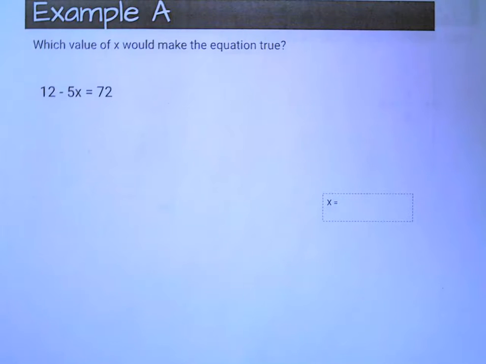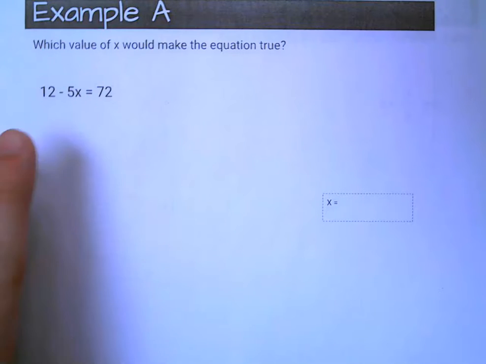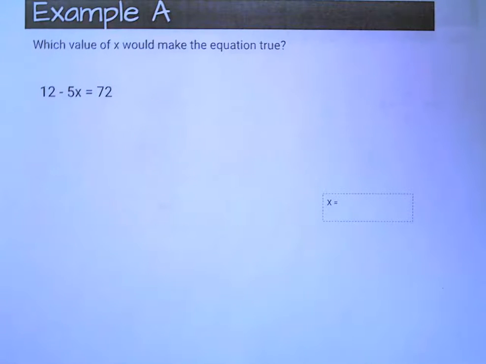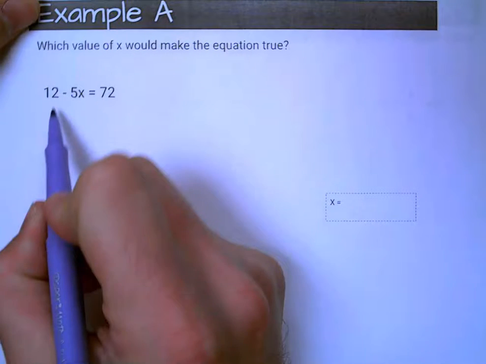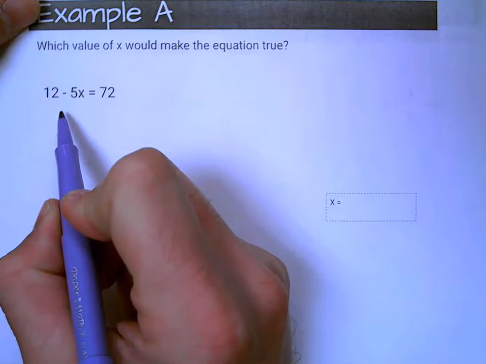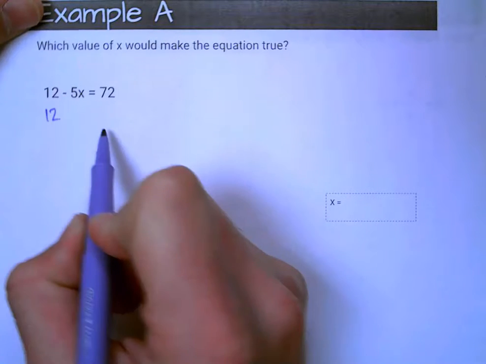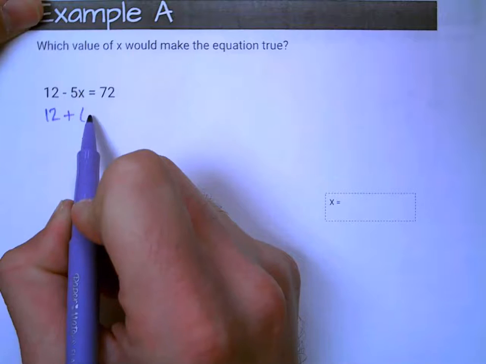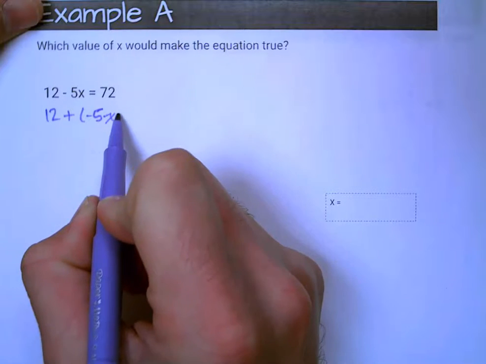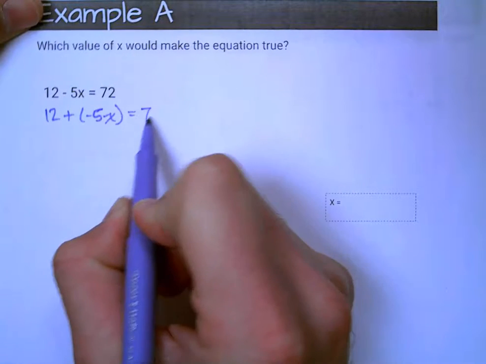Okay, well what they did here was they kind of changed the order of these first two things. We're used to x being the very first thing that we read in the equation. Okay, so something that helps it make a little bit of sense is rewriting it. This is the same thing as 12 plus negative 5x equals 72.